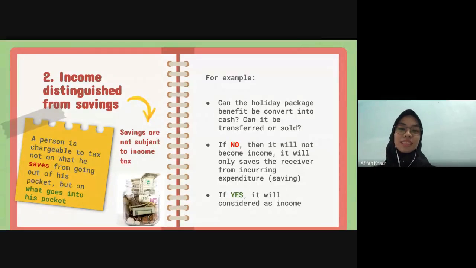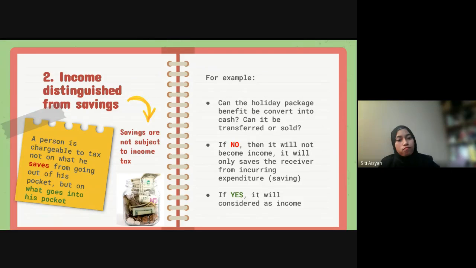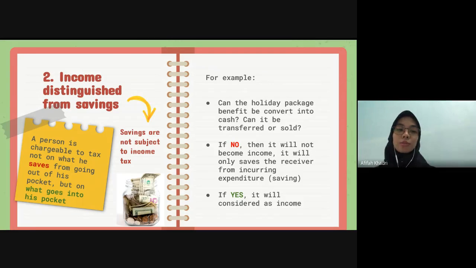For the second characteristic, income is distinguished from savings. This means that savings are not subject to income tax because they are not income received. A person is chargeable to tax not on what he saves from going out of his pocket, but on what goes into his pocket.